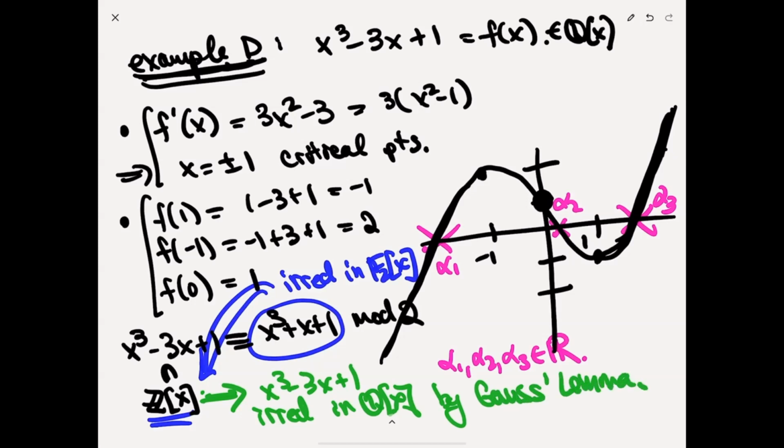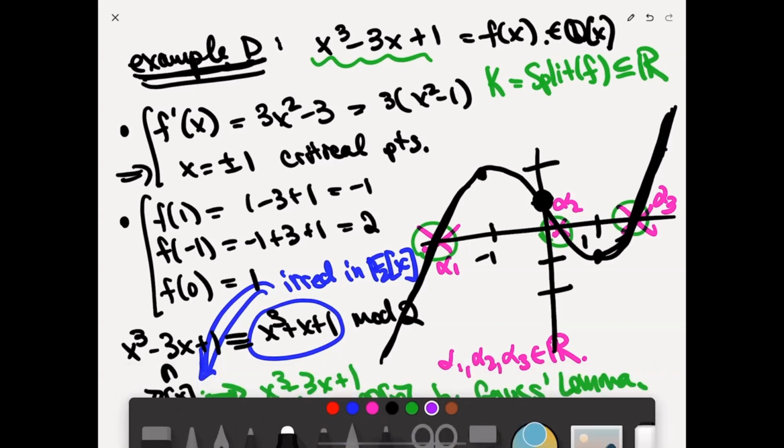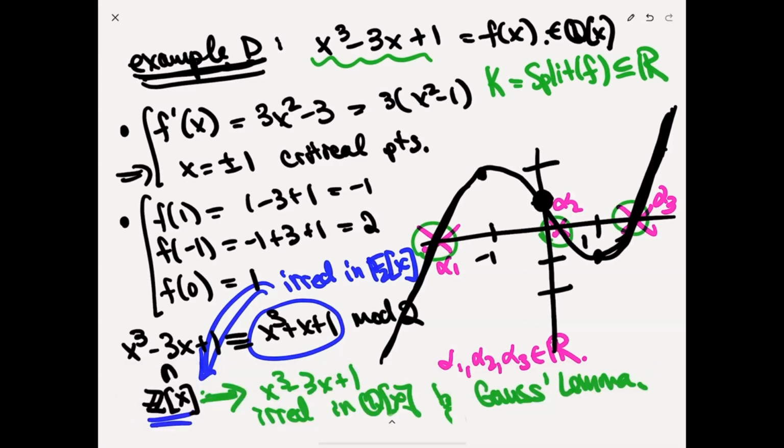So we haven't really found an explicit way to write these three roots down, but we have now written down a polynomial. So the splitting field K, the splitting field of f, is a subset of the real numbers. We can write down this formula explicitly; we can be explicit via Cardano's formula, but it's harder.